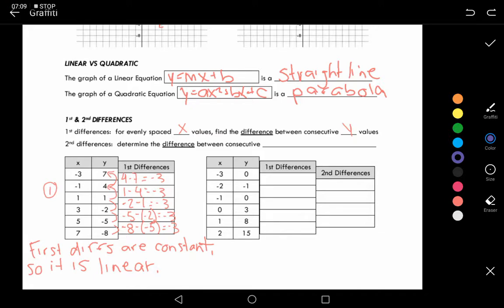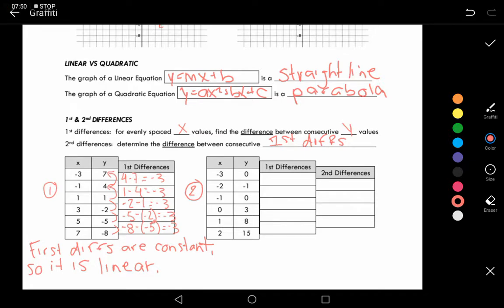We just subtract. Okay, to find the second differences, we need to determine the difference between consecutive first differences. Okay, first differences. And the key here too is that on the left-hand side, your x values need to be going up by the same thing each time as well. Okay, so you can see we're going up by 2 each time. So that's why we can find those first differences. So same thing for the second chart here. We're going to find the first differences and then the second differences.